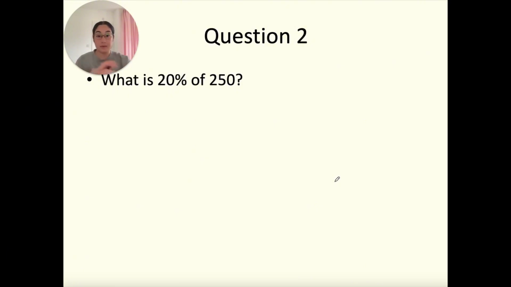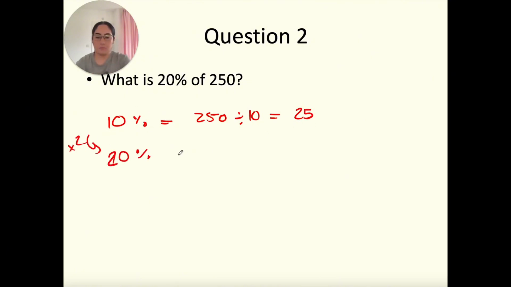Next, we are starting with percentages. What is 20% of 250? Right, with this one, remember, first we find out what is 10%. To find 10%, we're going to do 250, and we always divide by 10 to find 10%. 250 divided by 10 is 25. Then to go from 10 to 20%, we multiply that by 2, so we're going to multiply our number by 2 as well, so it's 50. 20% of 250 is 50.